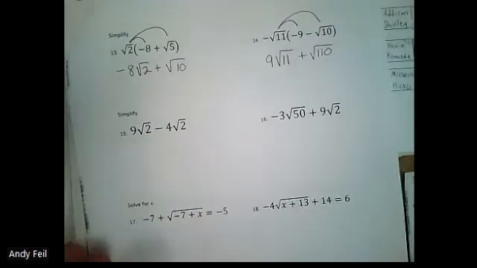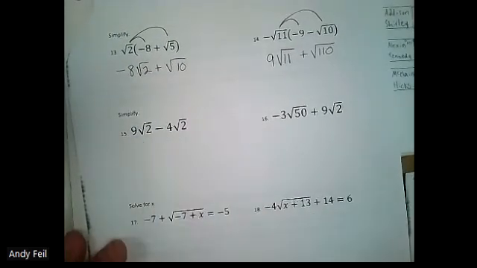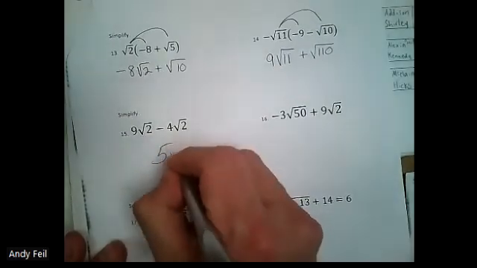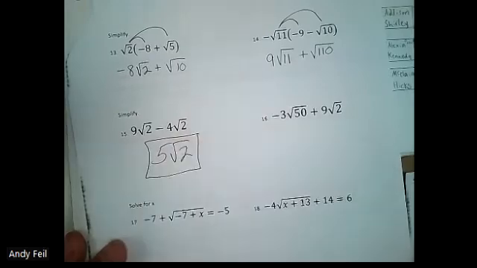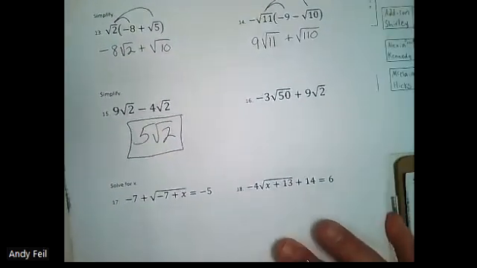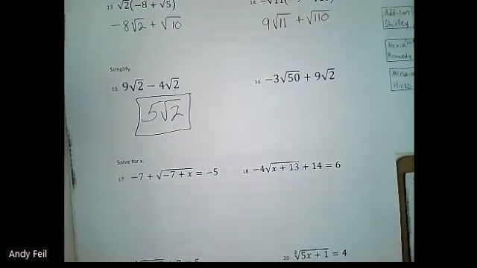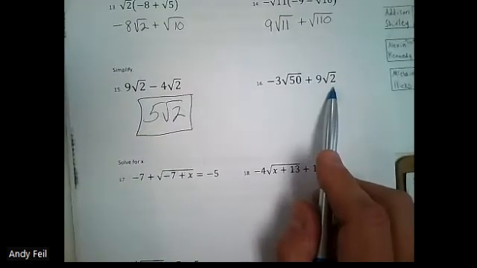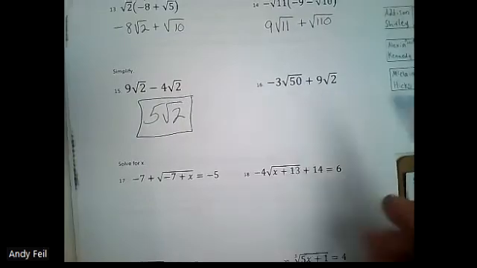All right, simplify. What's 9 square roots of 2 minus 4 square roots of 2? Done. 9 minus 4 is 5. That's correct. They are like terms, so you just combine them. Are these like terms? No, but could we maybe get one of them to be a like term?